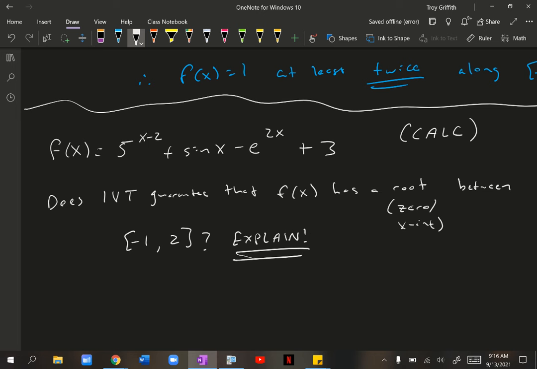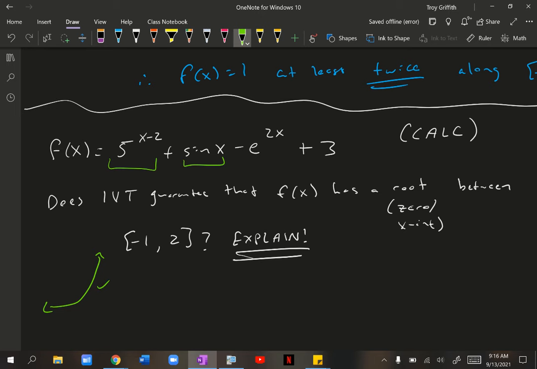Okay. Now, the first thing that we're going to have to do in order to figure this out is decide, is this function continuous from -1 to 2? Now, let's break down each individual piece of this function. 5 to the x minus 2, that is an exponential function. This is continuous everywhere.